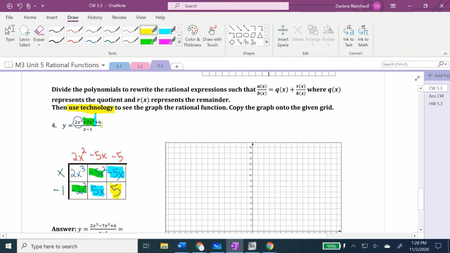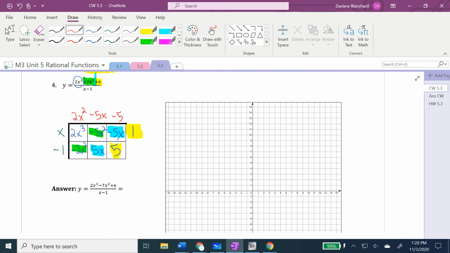What do I add to 5 to get 6? 1. The result of this division is 2x squared minus 5x minus 5 plus a remainder of 1 that didn't get divided by x minus 1. Now, I have in the answers the graph that you get with your technology, but I want to show you a little bit more than that on top of it.